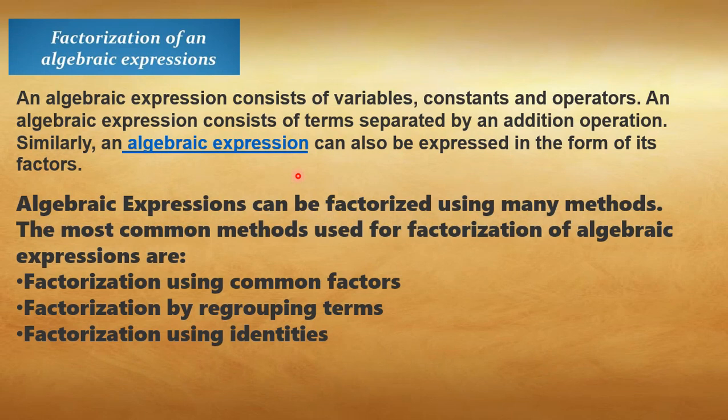What are the methods? As we know, what is an algebraic expression? It is the combination of variables and constants with numerical operations. Also we know that an algebraic expression can be expressed in the form of its factors. So the methods to find the factors of algebraic expressions are factorizing using common factors, factorization by regrouping terms, and factorization using identities. Let us learn one by one the methods of factorization of an algebraic expression. So the first method is factorization using common factors.